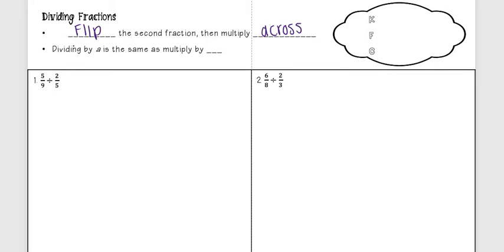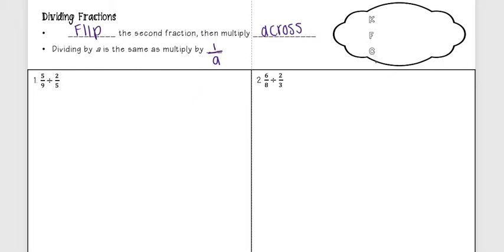And something to just remember is if we're dividing by a, which can be 3, 5, whatever number, it's the same thing as multiplying by 1 over a. And we will see an example of that later on.